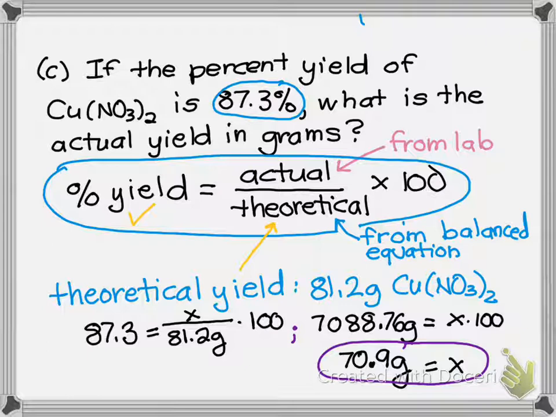So you see what I did? They told me the percent yield, which is 87.3. I calculated from part A the theoretical yield to be 81.2 grams. I'm solving for X, that's my actual yield, and don't forget it's times 100 over here. So using algebra to solve for X, I got that my actual yield and the answer to this question is 70.9 grams.